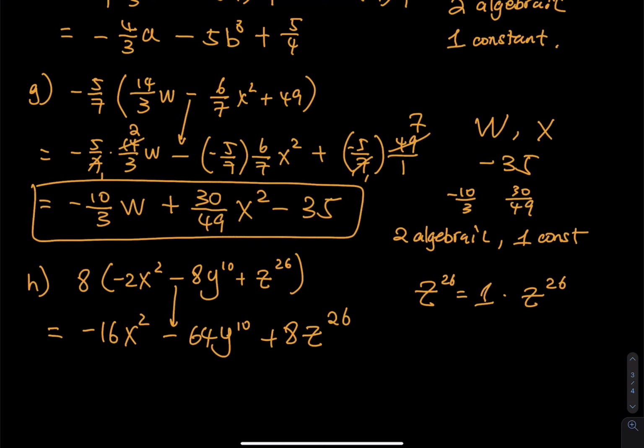So there are 3 variables, x, y, and z, and then there are 3 algebraic terms. There are no constant terms. And then what else do we have? We have coefficients, negative 16, negative 64, and positive 8.